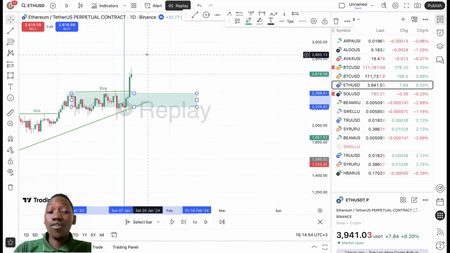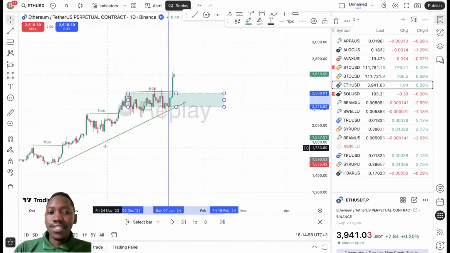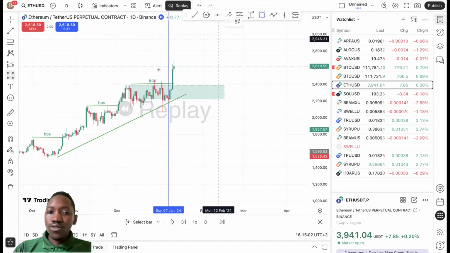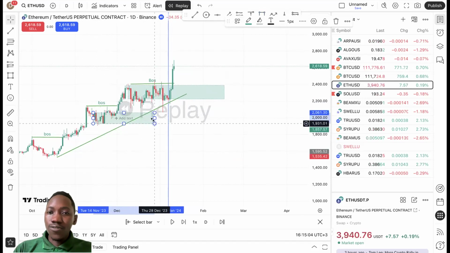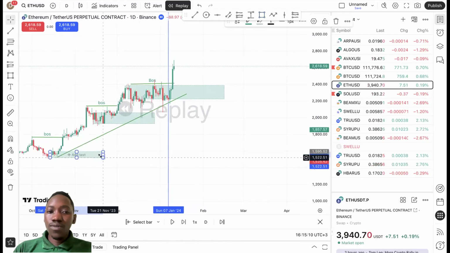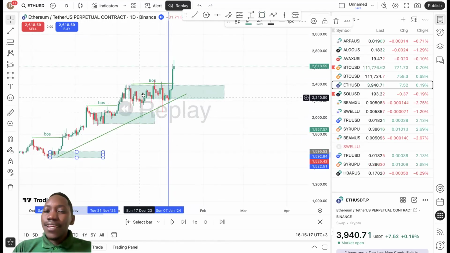This is how the market always moves, ladies and gentlemen. When you study, you will see it. Even before this break of structure, there was a consolidation here, in this zone. It can be small, but it was there. The market first consolidates, then it plummets up.